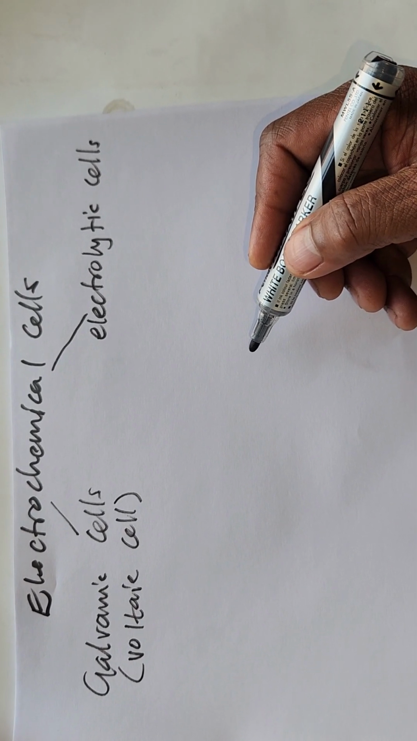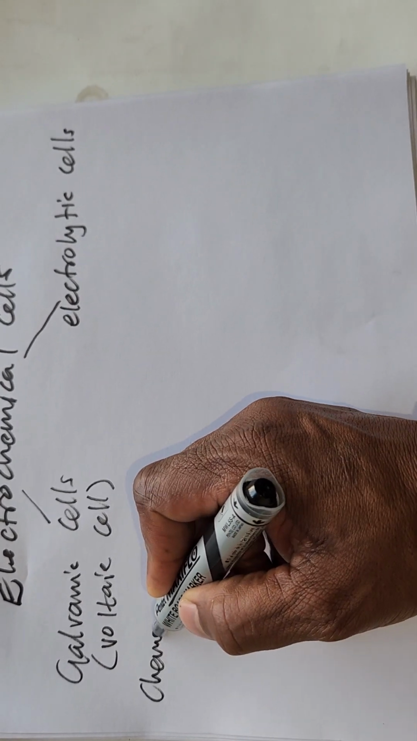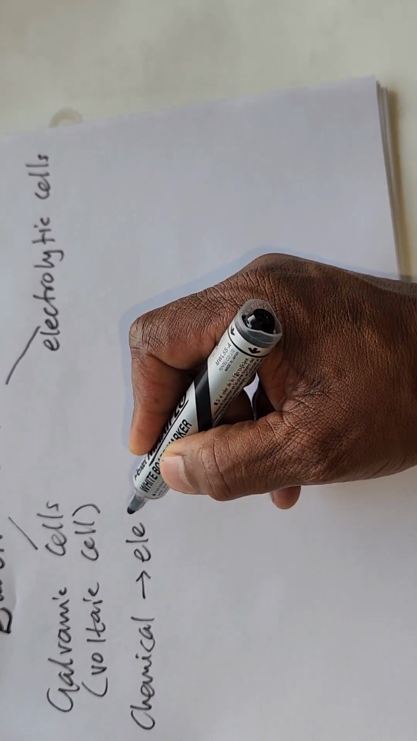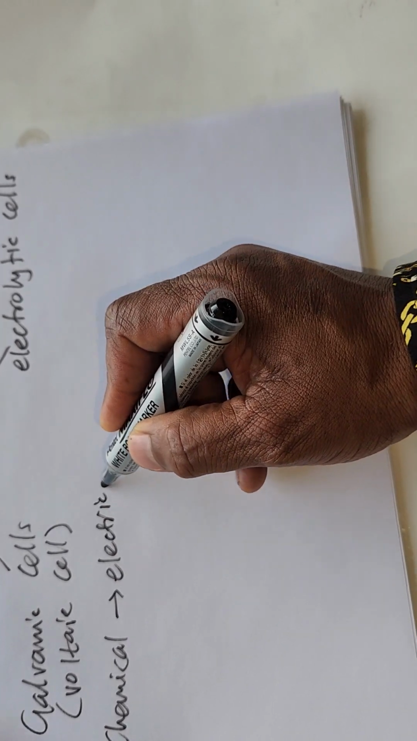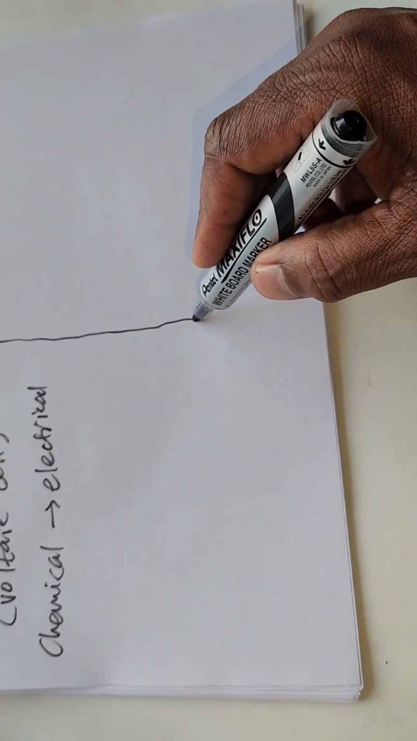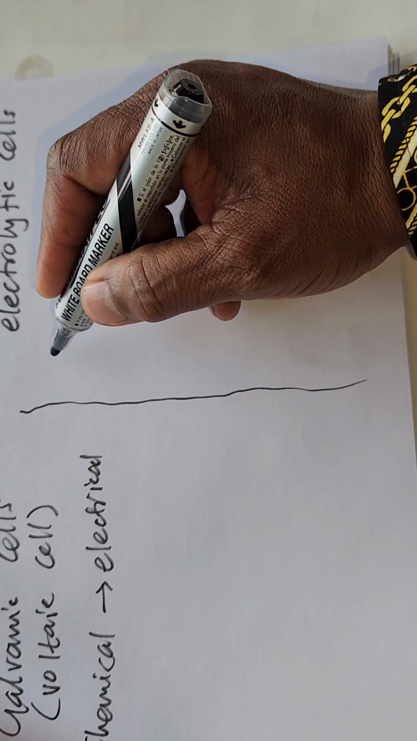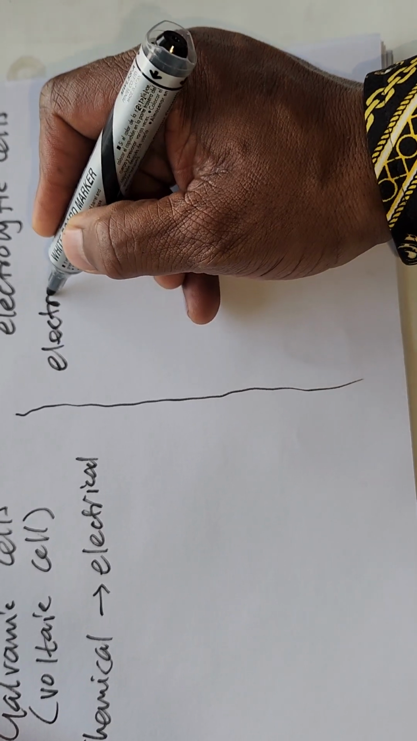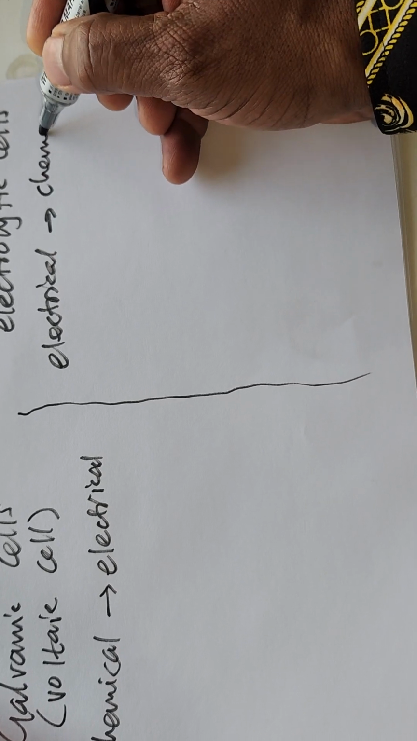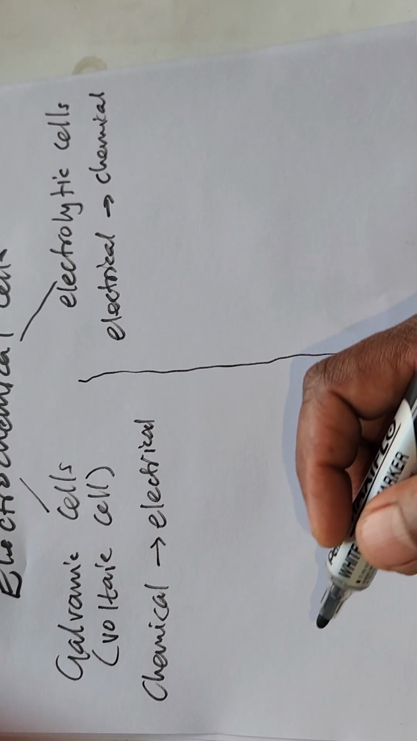The first difference is energy conversion. So a galvanic cell converts chemical energy to electrical energy, whereas in an electrolytic cell, we are converting electrical energy to chemical energy, and that we force a chemical reaction using electricity.